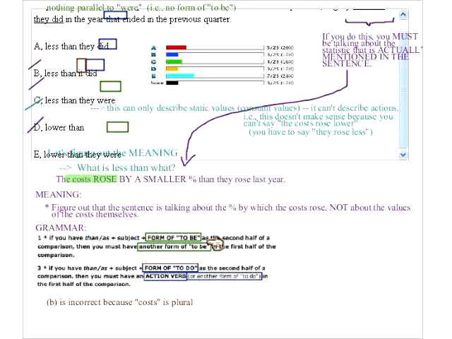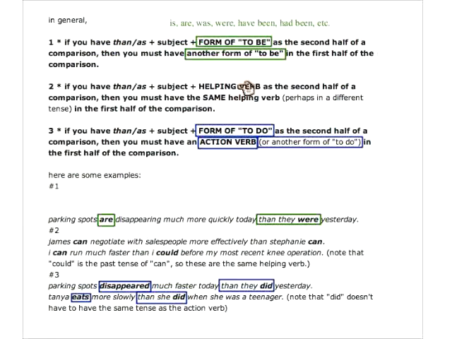Main deal here is this: the two B's have to go with other two B's. If you say "they were," you have to have another is or are, were, has been, or something like that. To do, you can use to stand for an action verb. To wrap up this slide, if you have a random helping verb, then it should go with the same helping verb, if there's going to be a verb. So, for example, James can negotiate with salespeople more effectively than Stephanie can. I can run faster than I could, because those are both forms of can. Could is the past tense of can.